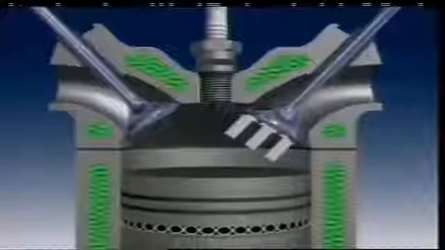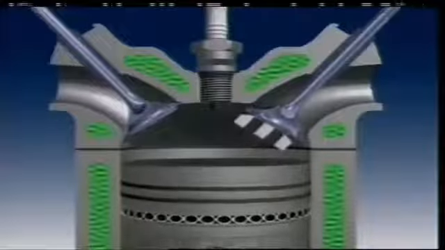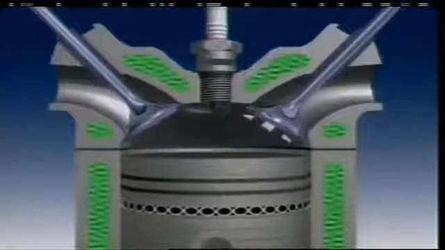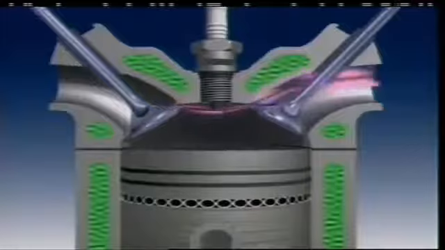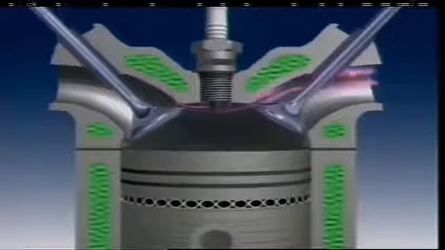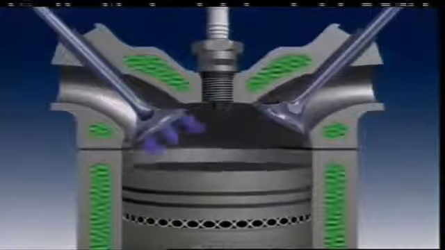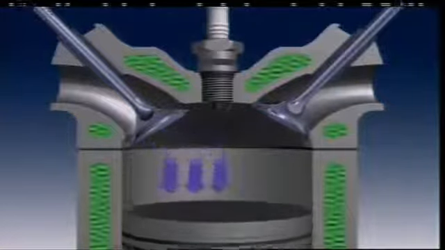Hydrocarbons can also be part of the exhaust gases. In a four-stroke petrol engine, during valve overlap at top dead center, some intake charge is drawn out of the combustion chamber into the exhaust port. Raw fuel, a mixture of hydrocarbons and air, is released into the atmosphere.